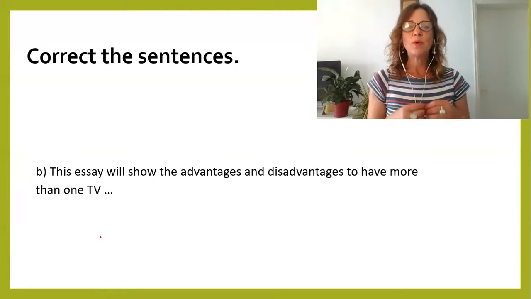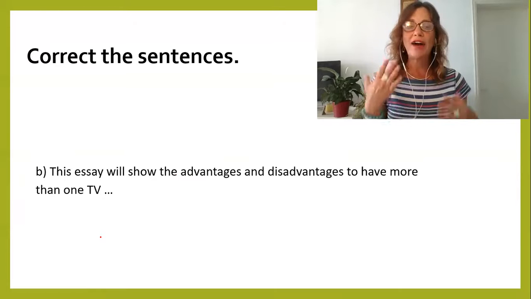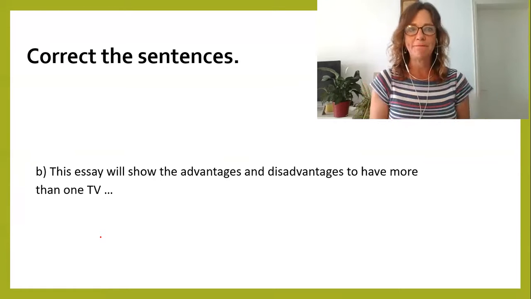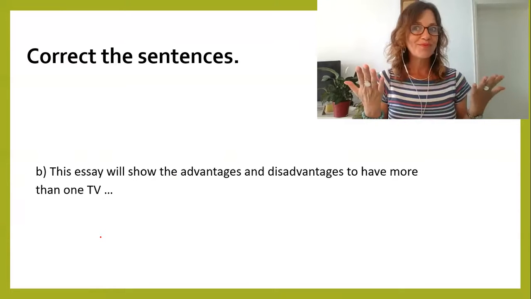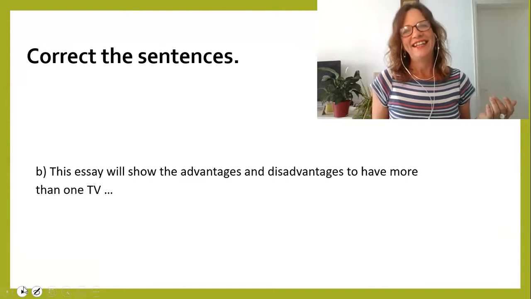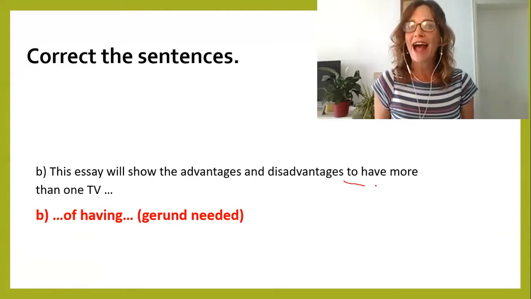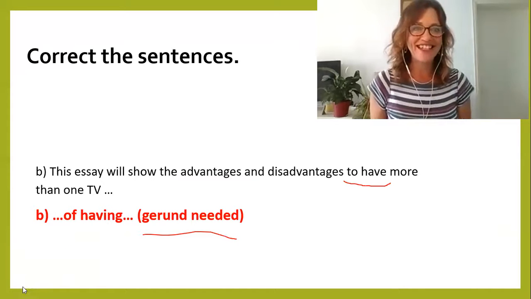This essay will show the advantages and disadvantages to have one more TV. What's wrong? Does anyone know? Yes, it's the advantages and disadvantages of having. We need the gerund here. Make sure your grammar's right.